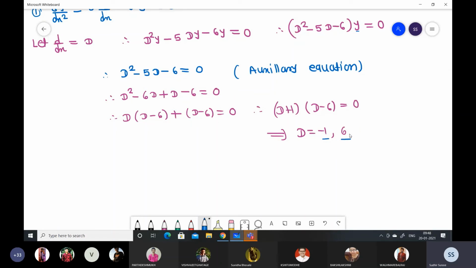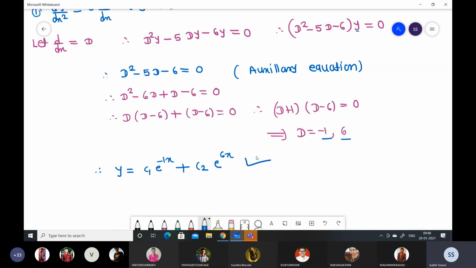Distinct means they are different from each other. So if we have real and distinct roots, then case number 1 tells us that we have to write the solution this way: y is equal to, corresponding to the first root, c1 e to the power minus 1 times x, because that root you have to write as a power of the exponential term, plus c2 e to the power second root 6 times x. So this is the way of writing the solution if we have real and distinct roots. So this is the final solution of the given differential equation.